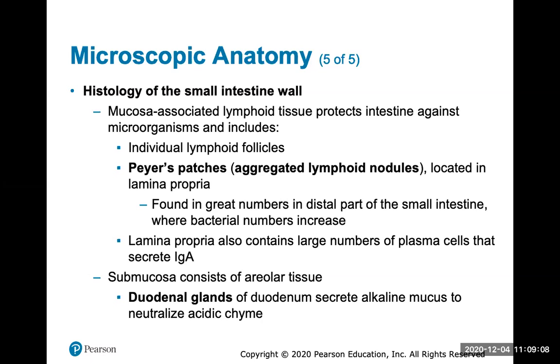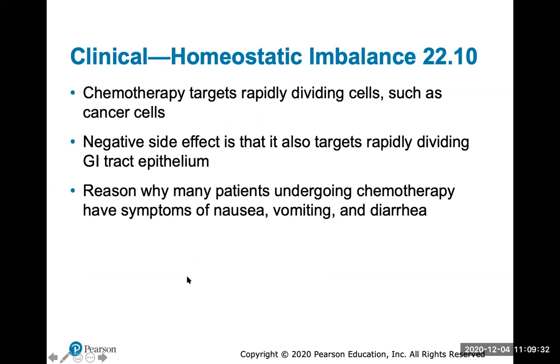Next is the histology of mucosa-associated lymphoid tissue that protects the intestine against microorganisms. You have Peyer's patches located in the lamina propria. I'm not going to ask you too much about this, but this is sometimes called MALT, mucosa-associated lymphoid tissue, and this just protects your intestine against microorganisms. And there are different parts to that MALT that are important.